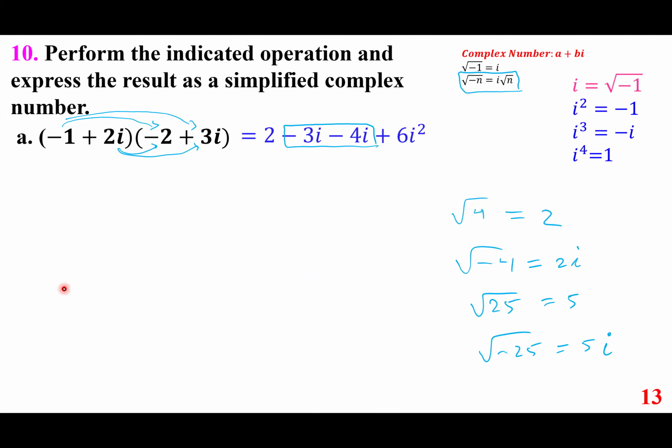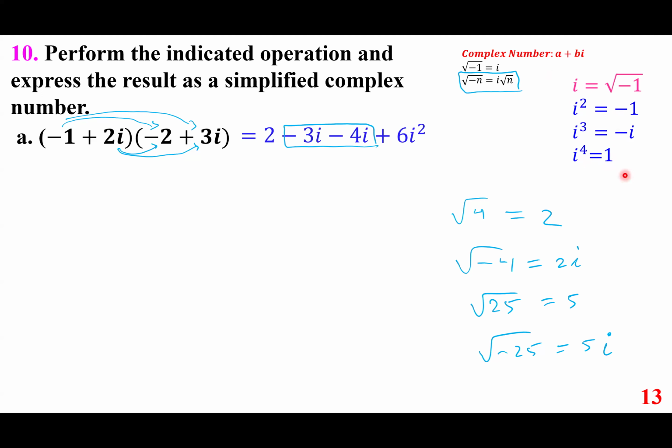Reminding you that i is by definition square root of -1. If you square it, it becomes -1. Cube would be i squared times i, so -1 times i. And if you raise it to the power of 4, i squared squared, it becomes i to the power of 4, -1 squared becomes 1.